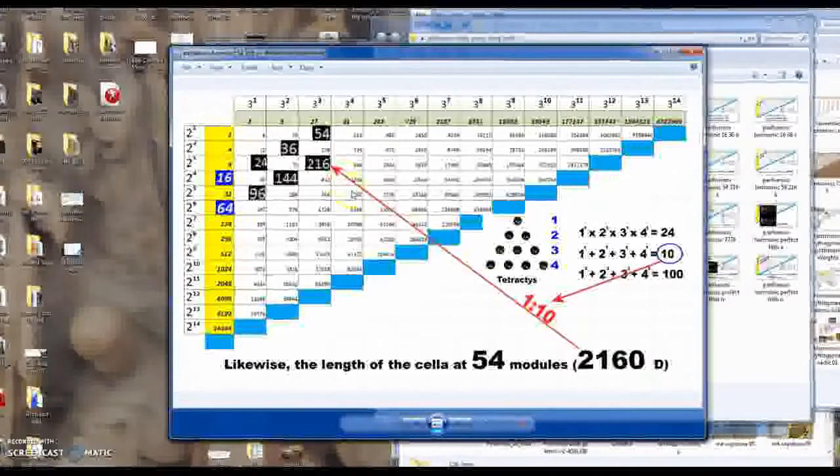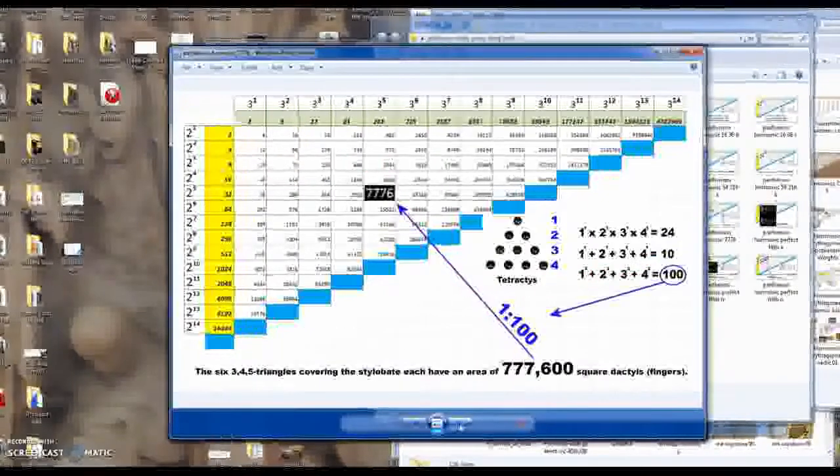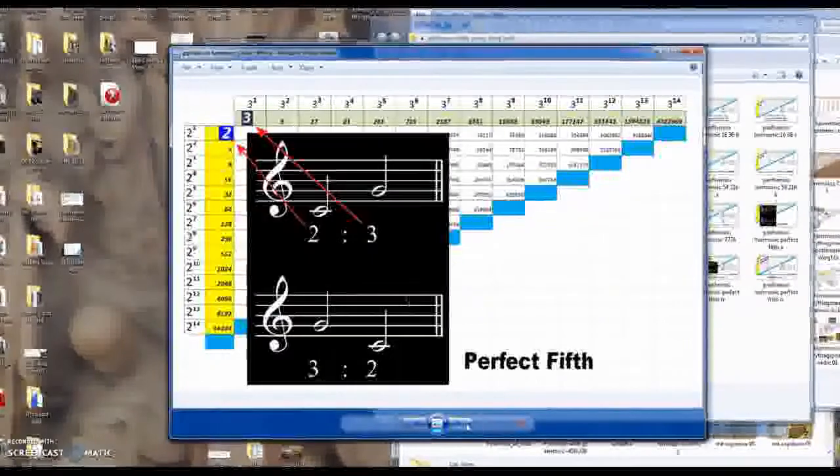But also, once more, this 10:1 ratio, bringing us to 54:16. Stylobate width, 36 modules. Stylobate length, 81 modules, 3240. Again, in there, this same ratio. It also mentions 6 3-4-5 triangles covering the stylobate have an area of 770,600 square dactyls. Again, you'll find it there, and it's again at a power of 1 to 100. It comes from the tetractys in the third dimension.